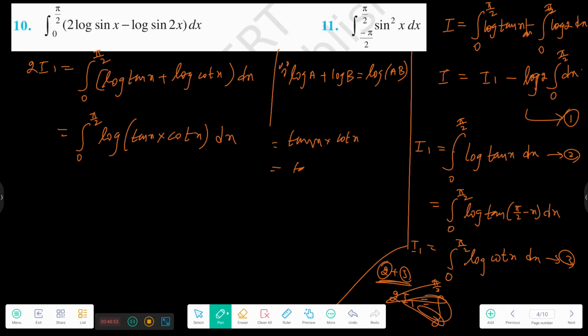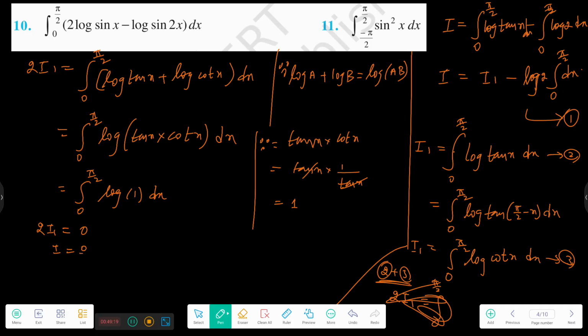What, my dear? Tell me, are you correct? Yeah, 1. Okay, so cot you can write as 1 by tan x. Tan cancels, I am getting 1. So tan into cot, the answer is 1. So integral 0 to pi by 2 log 1 into dx. What is log 1? 0. So 2 times I1 is equal to 0 by 2, which is equal to 0. So take the 0 and apply it in answer number 1.